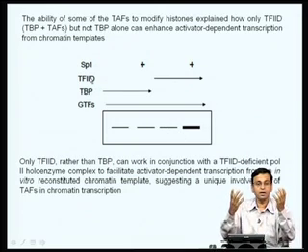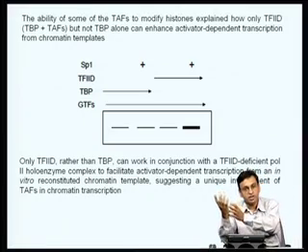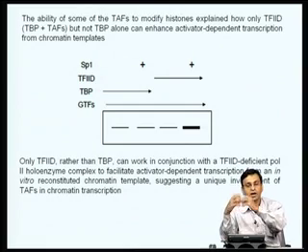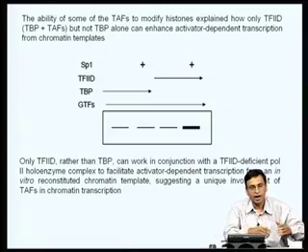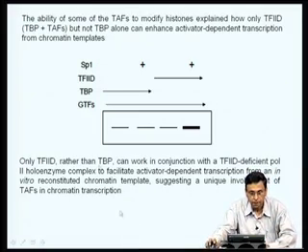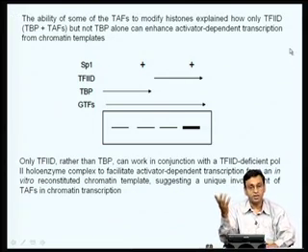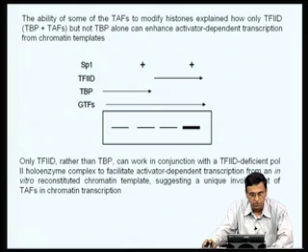So now we explain what the TAFs are doing. In order for SP1 to activate transcription of chromatin templates, some components of the TAFs are required, and these TAFs are probably removing histones in the vicinity of the promoter, and therefore facilitate the pre-initiation complex, thereby facilitating SP1 to activate transcription from these promoters. So the ability of some of the TAFs to modify histones explains how only TF2D, which consists of TBP and TAFs, but not TBP alone, can enhance activator dependent transcription from chromatin templates. This is a very important observation that changed the entire field of eukaryotic gene regulation.